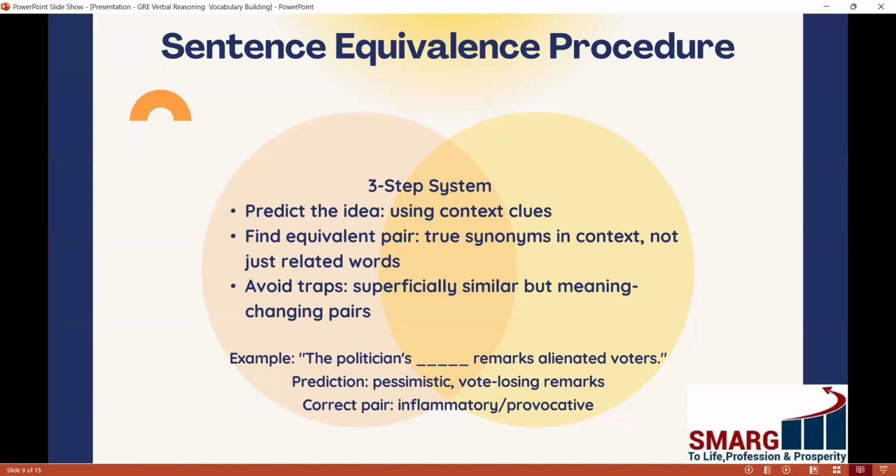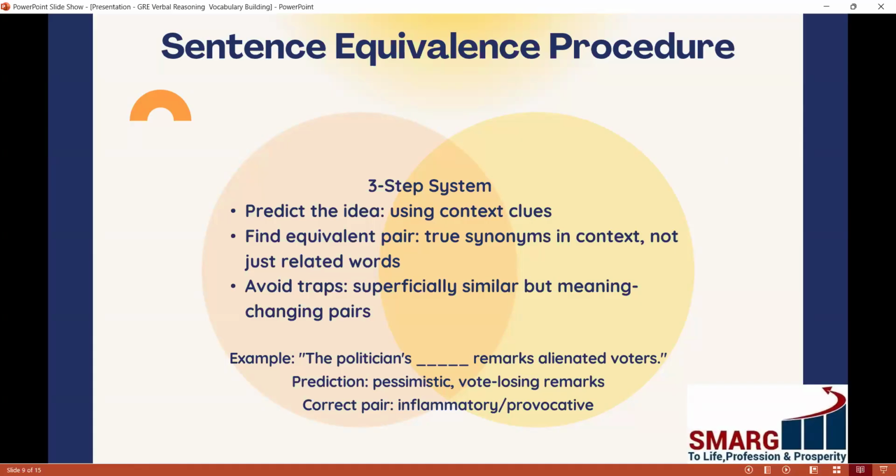Clear? Ma'am, is antagonizing a good answer? Your voice is breaking. Is antagonizing a good answer? Yes, if that's an option that is given, then of course, why not? But then you'll have to look at the pair, right? If the pairing is good, then you go for it.